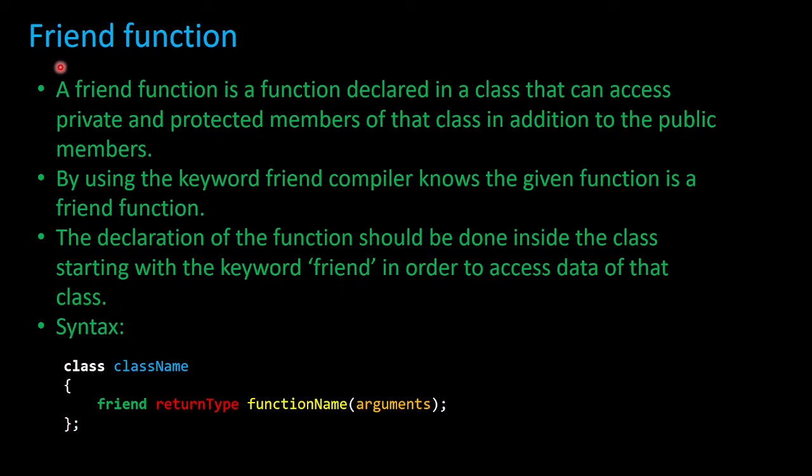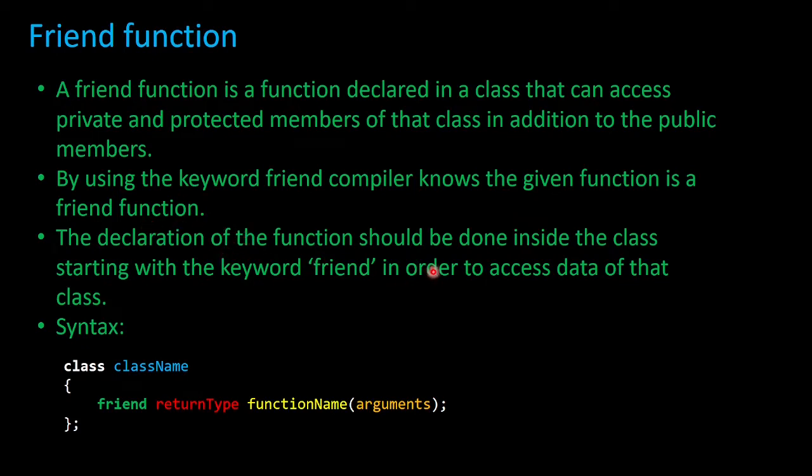Okay, now let's go ahead with the friend function. A friend function is a function declared in a class that can access private and protected members of that class, in addition to the public members. By using the keyword friend, the compiler knows the given function is a friend function.